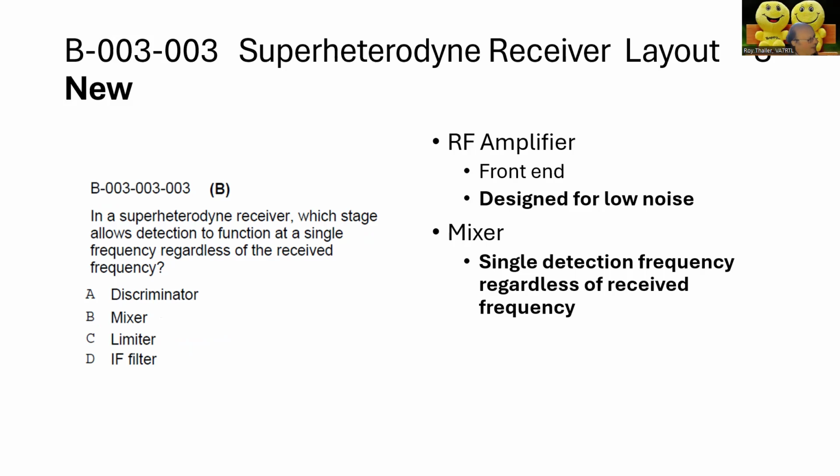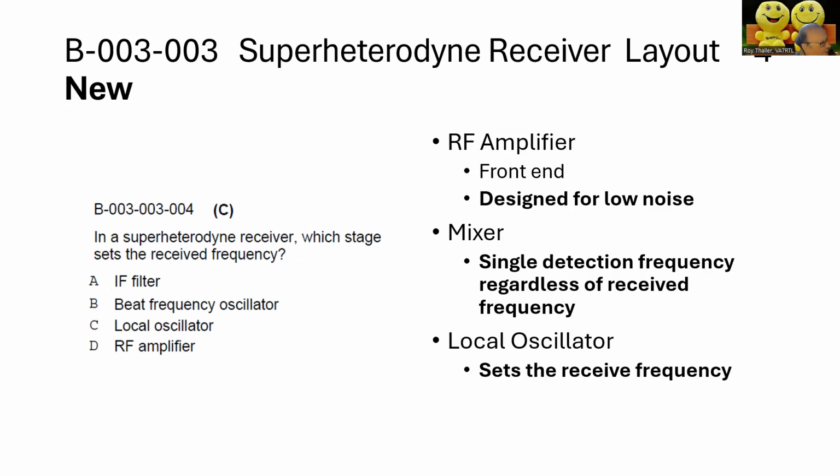Another new question. In a superheterodyne receiver, which stage allows the detection to function at a single frequency regardless of the received frequency? So that's the mixer. The mixer allows you to receive any frequency regardless of what frequency it is. Here's another new question. In a superheterodyne receiver, which stage has the received frequency? So here, the received frequency would be the local oscillator.